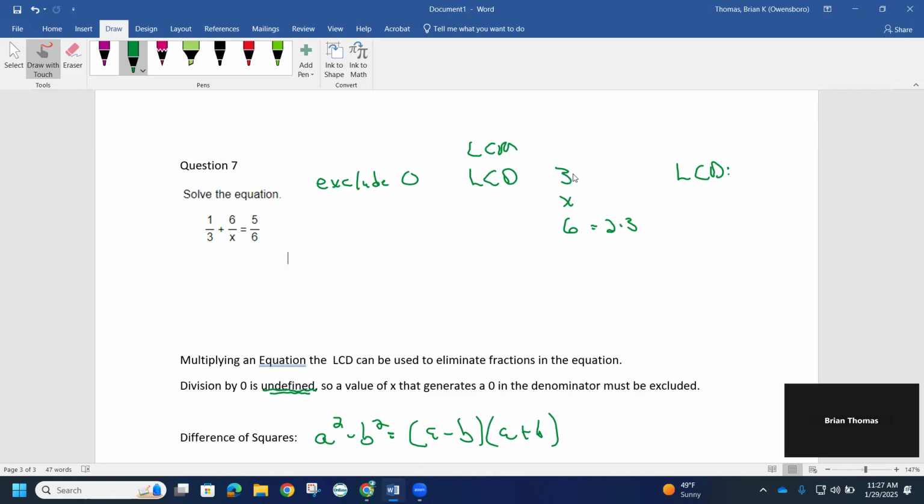So 3 is a factor that occurs here, here, and here. But what's the most 3's I need? Well, this only needed 1 3. This didn't need any 3's. This only needed 1 3. So I need at least a 3. When it comes to the 2, this doesn't need a 2, this doesn't need a 2, this just needs 1 2. So I need 1 2. And then with the x's, this doesn't need an x, this needs 1 x, and this doesn't need any x's. So I need 1 x at most.